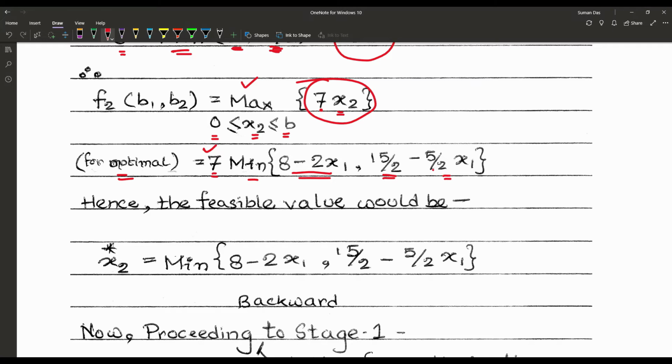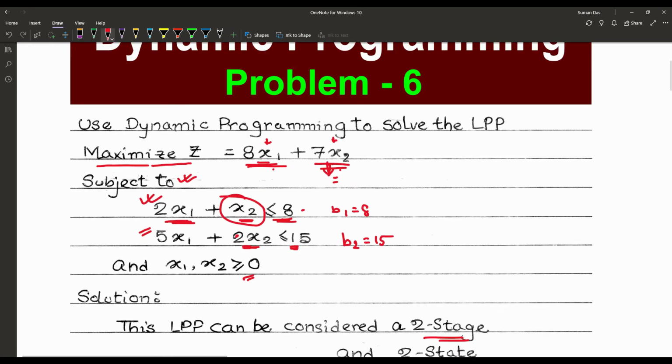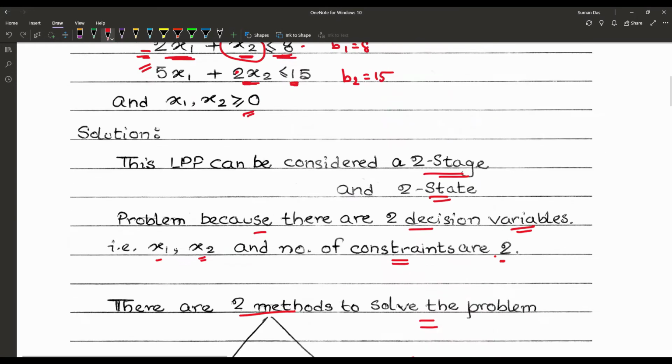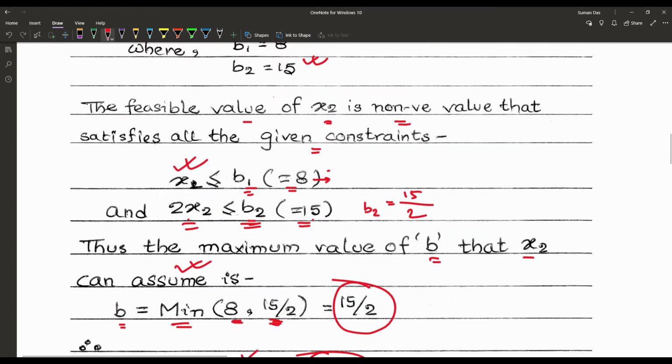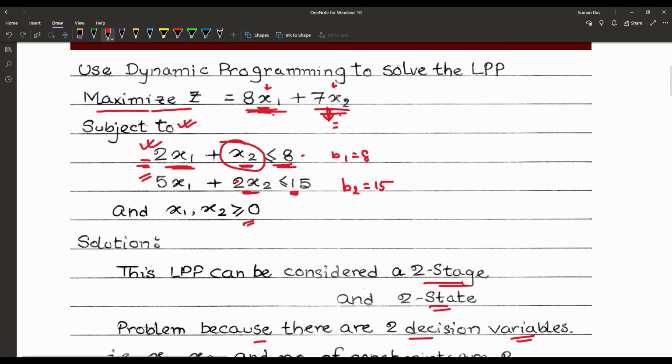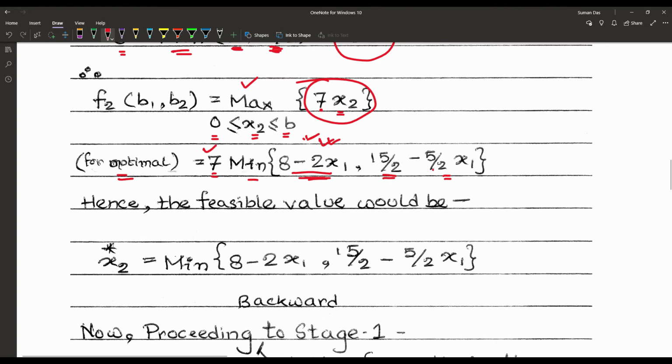And that is the value of that one, 8 minus 2x1. Let's check the b1 value, because from here we can find that it is 8 minus 2x1, and that is written here as 8 minus 2x1. For the second one, we already know that is 15 by 2 minus 5 by 2 x1.